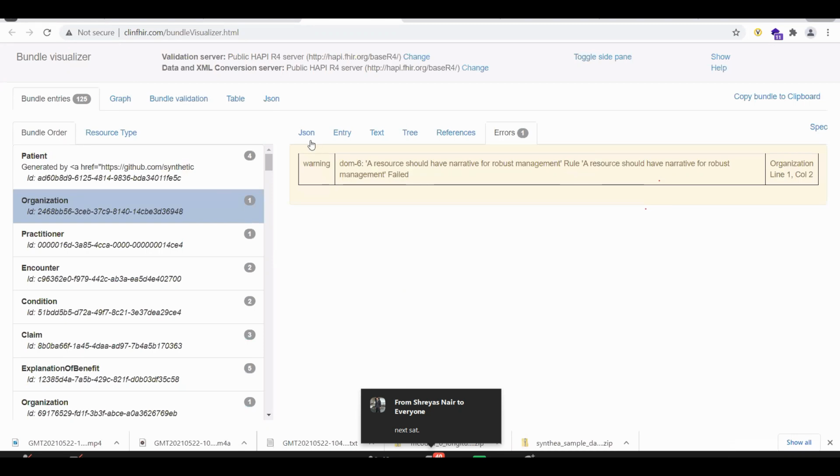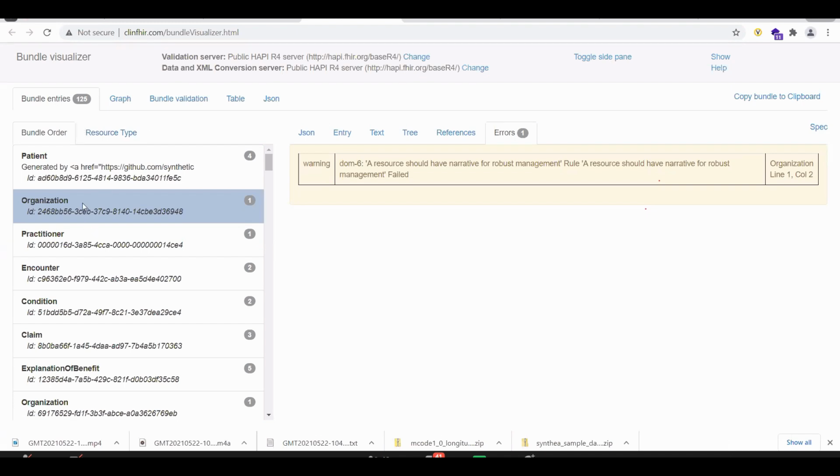Then the other thing that I wanted to show was, suppose you get a bundle. You all know what a bundle is. A bundle is a collection of resources, right? In a bundle, multiple resources come together. So if you want to do a batch operation or a transaction operation or a document kind of operation, like a discharge summary, it is a collection of multiple resources, and that collection goes in a bundle, okay?